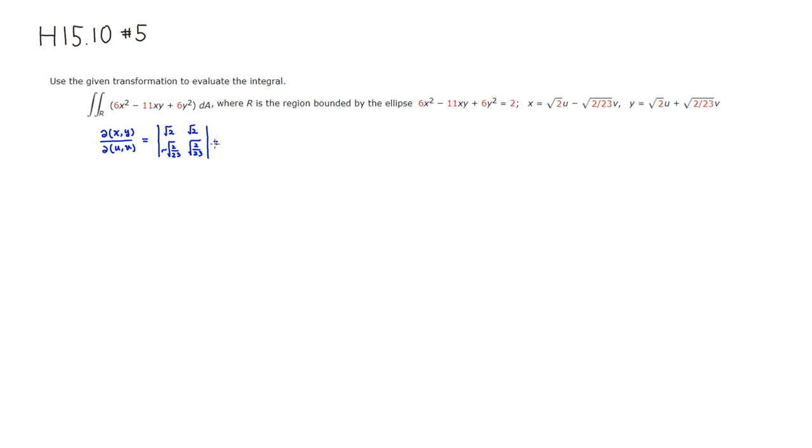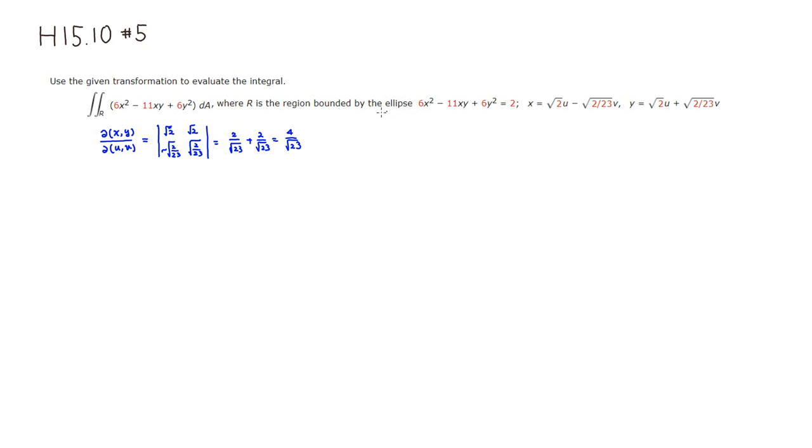So this times that is going to be square root of 2 times square root of 2 over square root of 23, minus, it's exactly the same thing but with negative, so it's plus 2 over square root of 23. So we get 4 over square root of 23. Alright, so we got that.